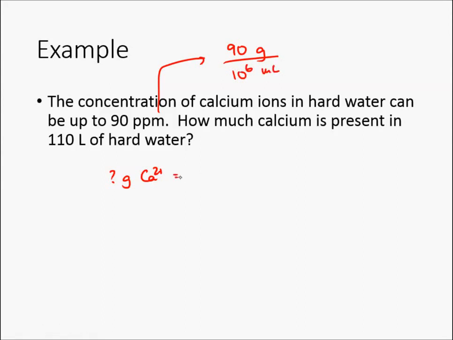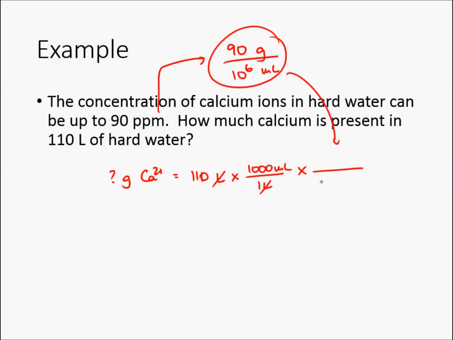Okay, so let's see. Here we have 110 liters of hard water, and we convert this to milliliters. So 1000 milliliters in 1 liter. Then we use this as a conversion factor. So in every 10 to the 6 milliliters, we have 90 grams. And therefore, if I go through the calculation, I will find that the mass of calcium here is 9.9 grams.